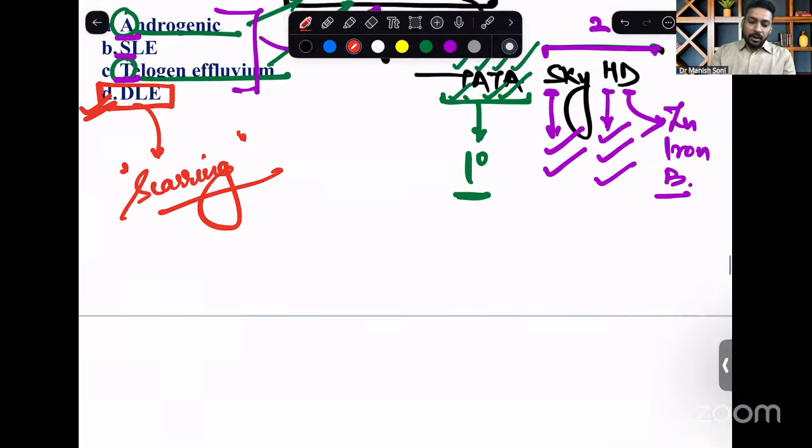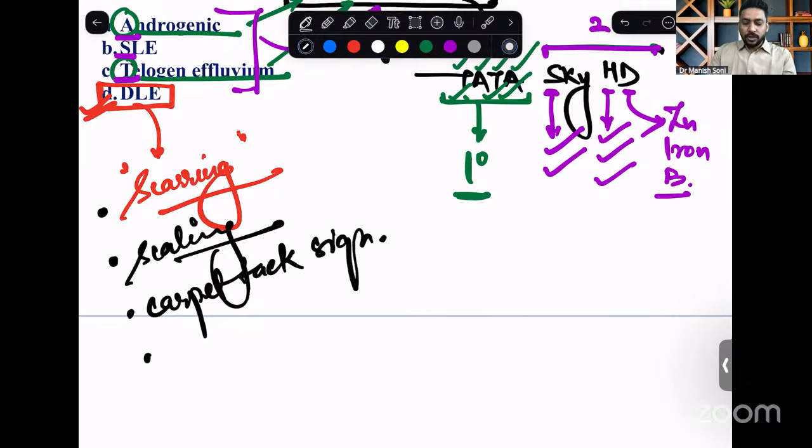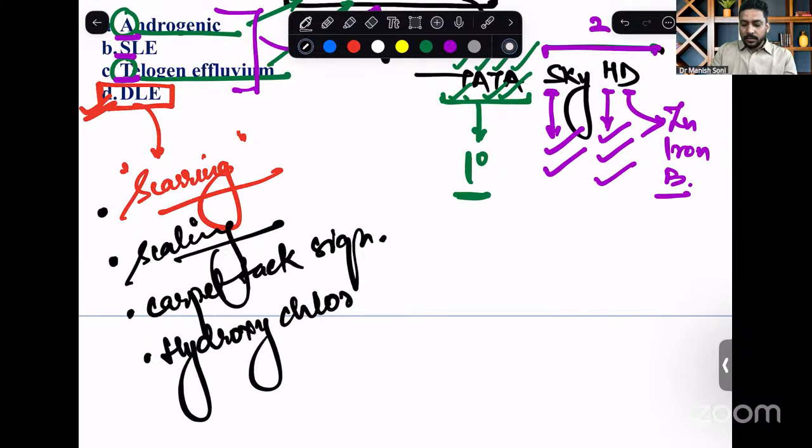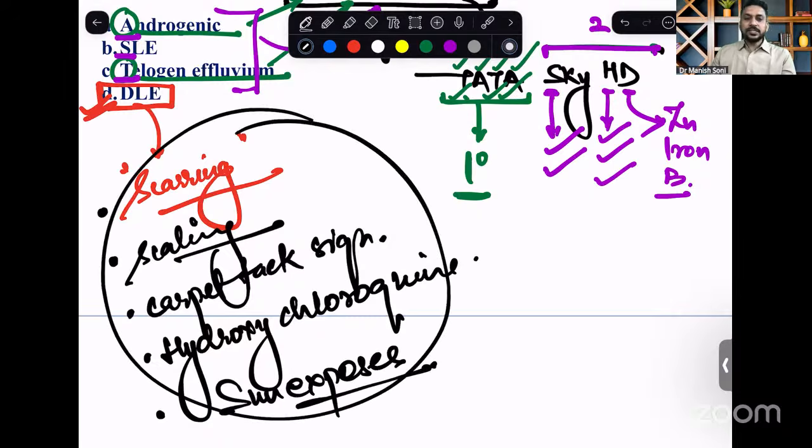Now remember, DLE also has some more features. Along with scarring alopecia, you will find scaling here. So lesions have scaling. This scaling is very adherent. And if you try to remove this, you can see plugging beneath the scales. This is known as carpet tack sign. And in the treatment of this condition, we use hydroxychloroquine. And this condition generally occurs over sun exposed areas. All these are the features which are seen in DLE.